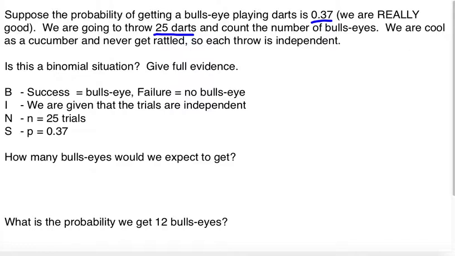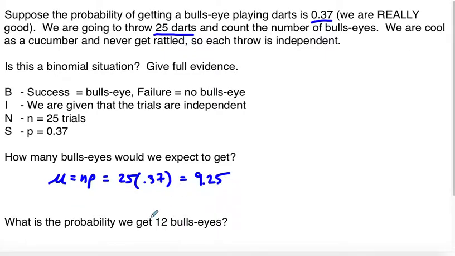How many bullseyes would we expect to get? Well, expect is the key word. Expected value is the mean. So we have the formula for the mean. It's mu equals NP. N is the number of trials, which is 25. And P is the probability of success, which we're told is 0.37. So just multiply those together and you get your expected number of bullseyes. So let's see what that is. 25 times 0.37. We get 9.25. So in 25 throws, I would expect to get 9.25 bullseyes.